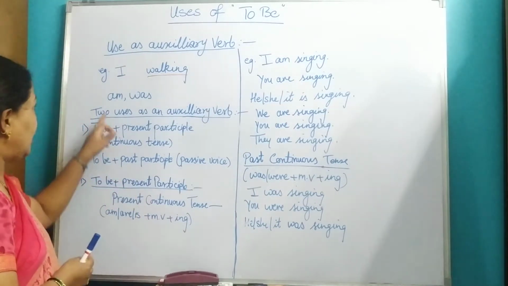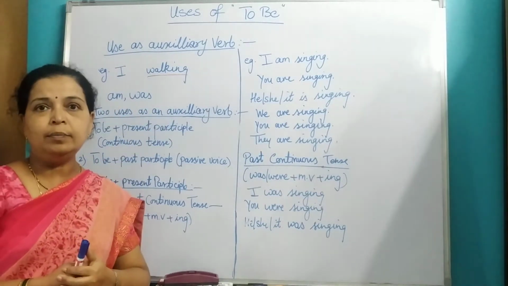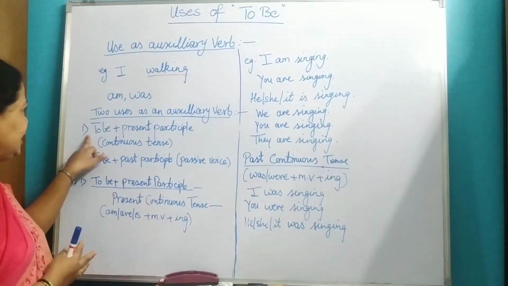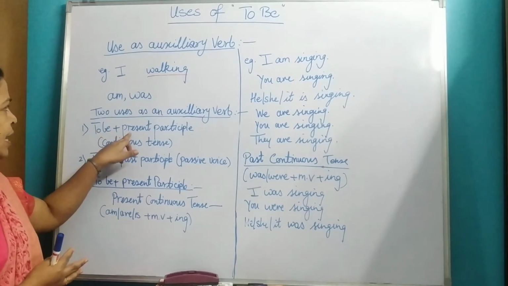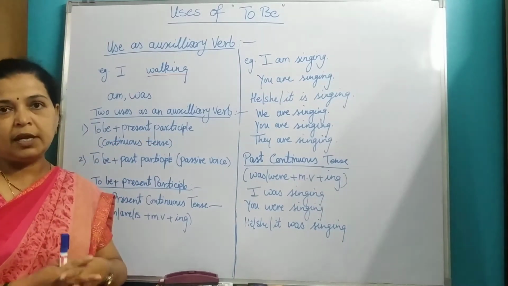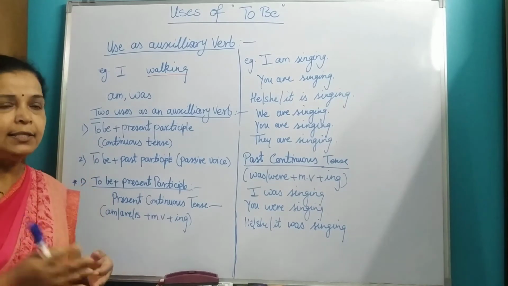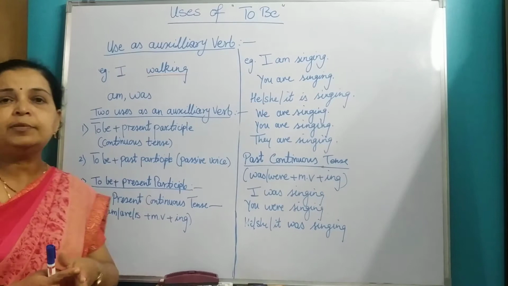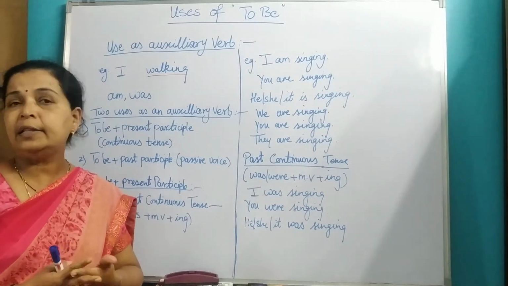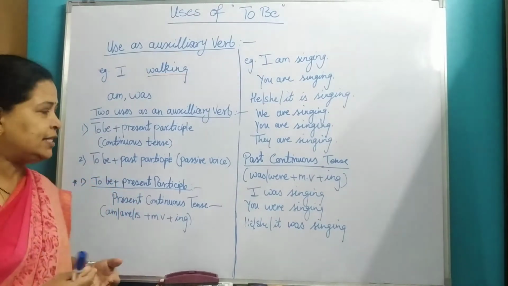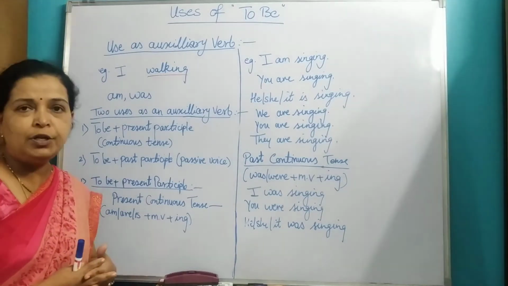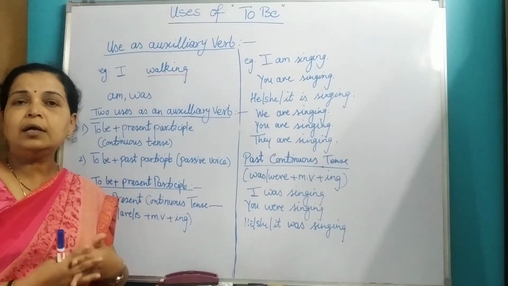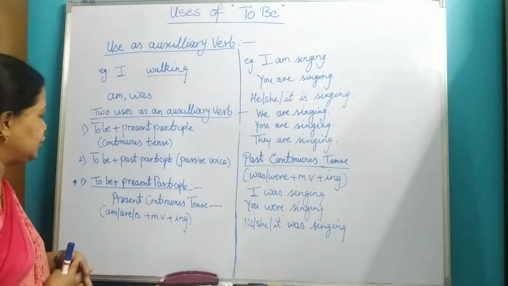Got it? Now, as an auxiliary verb, there are two uses. Firstly, to be plus present participle. It is used in the continuous tense. The second use as an auxiliary verb is to be plus past participle, which we use in the passive voice. So let's see the first use, to be plus present participle, which we use in the continuous tense. Let's see the present continuous.